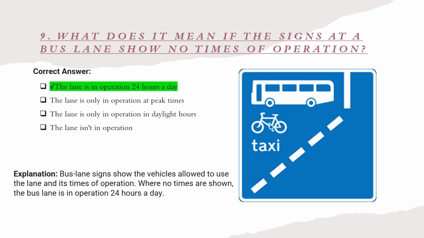Explanation: bus lane signs show the vehicles allowed to use the lane and its times of operation. Where no times are shown, the bus lane is in operation 24 hours a day.